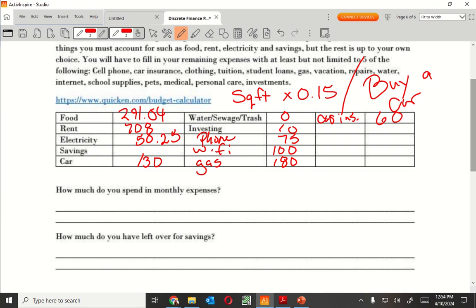So anything else? What are we having? Because we have to have 5 items here. Clothing, right? I'm just gonna put shirts. Okay. How much did you put on there? I put 290. 200? 290. Dang, you too bougie.